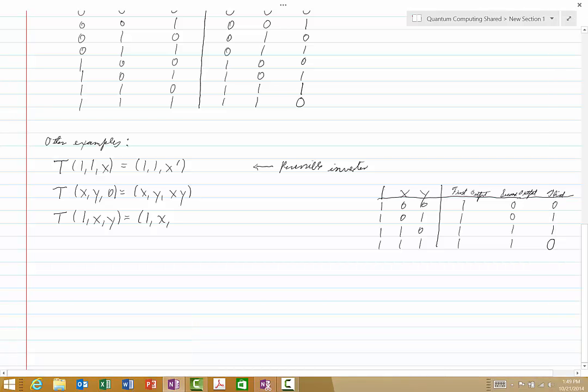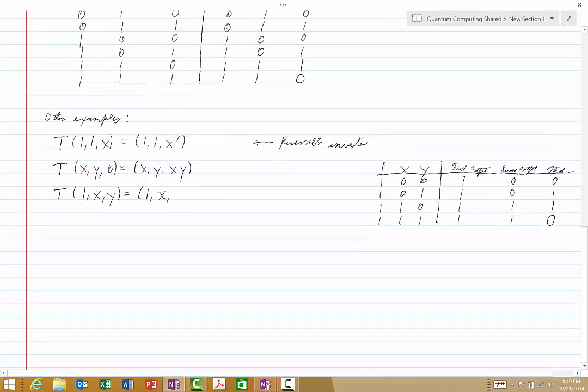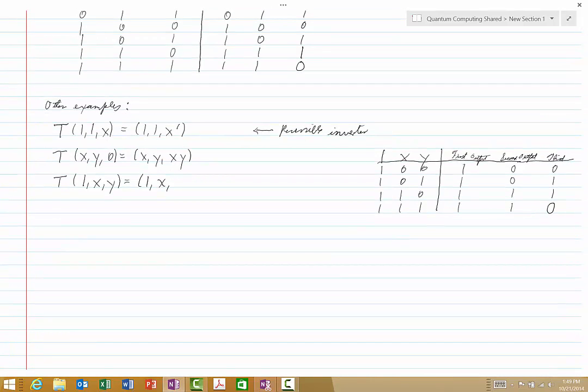And so now if you just look at this third output and compare it to what we have over here, we notice that it's equal to 0 when X and Y are both 0. It's equal to 1 when X is 0 and Y is 1. It's also equal to 1 when X is 1 and Y is 0. But it's equal to 0 when X and Y are both 1. And that probably looks familiar to you. That is X exclusive OR Y.